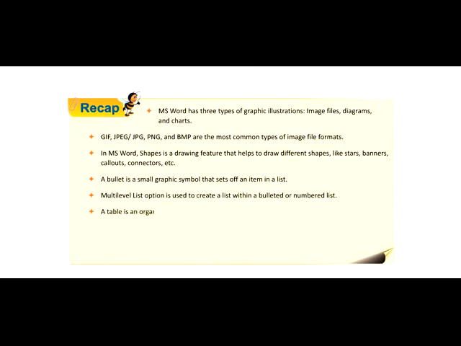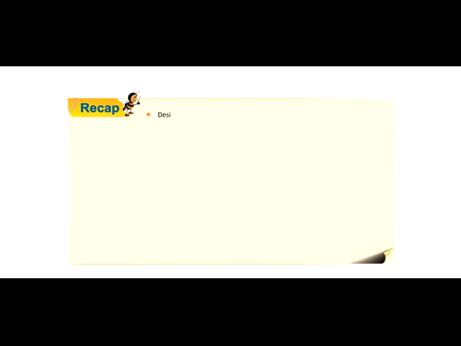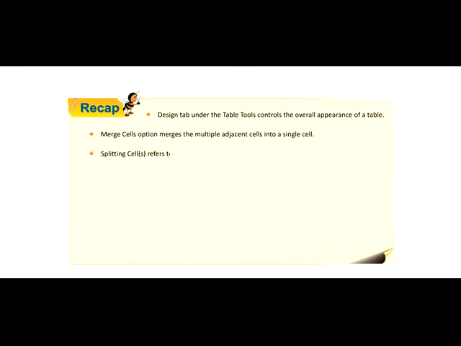A table is an organized arrangement of text in the form of rows and columns. Tab or right arrow key moves the cursor to the adjoining cell, and Shift plus Tab or left arrow key moves the cursor to the previous cell. Design tab under the Table Tools controls the overall appearance of a table. Merge Cells option merges multiple adjacent cells into a single cell. Splitting cells refers to dividing the cells further into separate cells. Convert to Text feature converts the table into text.